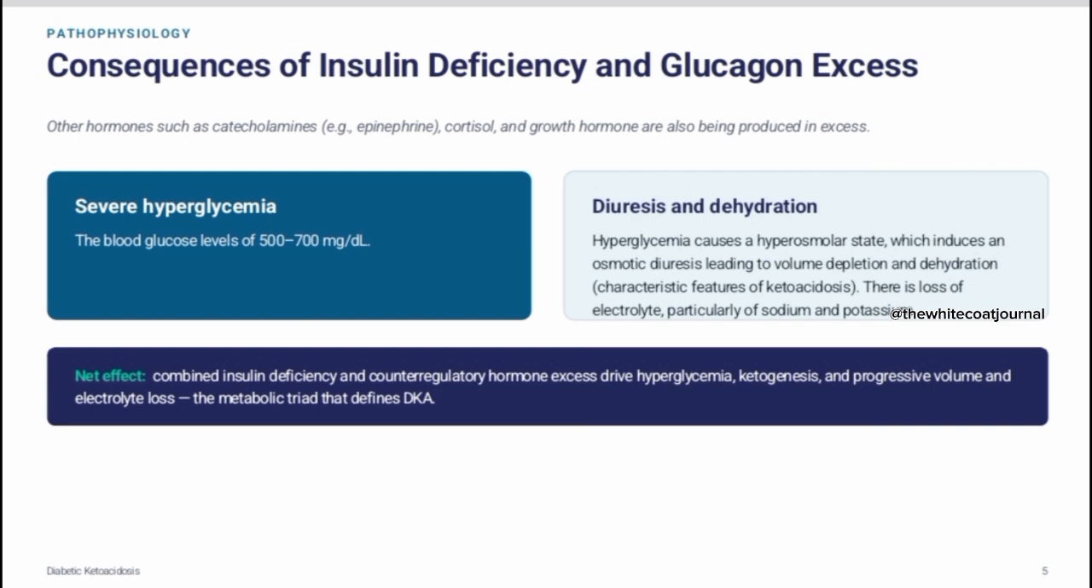So hyperglycemia causes osmotic diuresis that leads to excessive loss of glucose, water, and electrolytes in the urine. Okay, this produces severe dehydration and volume depletion. This explains why the patient develops polyuria, polydipsia, dry mouth, dry skin, tachycardia, reduced JVP, hypotension, weakness, and eventually shock.